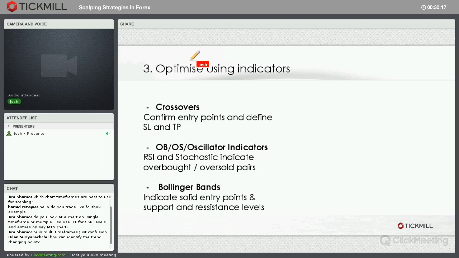Some of you probably use indicators. There are two types of traders, those that trade without indicators and those that use a lot of indicators. And sometimes in between you get a few that use just the basic ones like RSI or some sort of oscillators. I personally don't use any of these really apart from Bollinger Bands, but you may want to use moving average crossovers to confirm a change in trend.